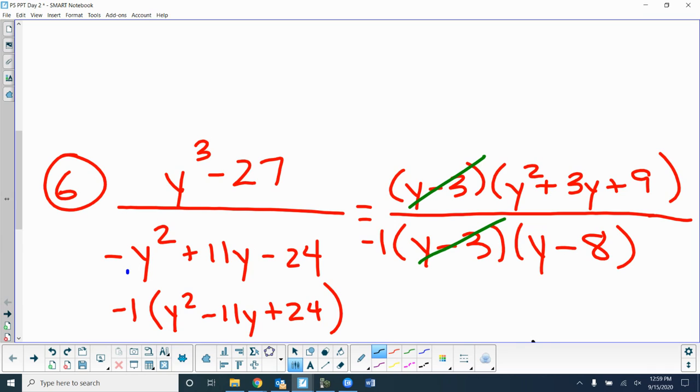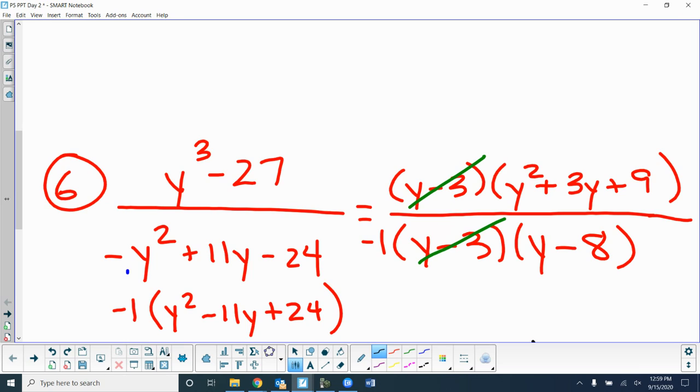So there's the difference of cubes. Cube root of both, y minus 3, that's your binomial. Then you take the y and square it, for the y squared. For the middle, you go y times 3, so I get 3y. This sign is addition because that was subtraction. If this was addition, that would be subtraction. Those are always opposite. And then the 9 came from taking the 3 and squaring it.